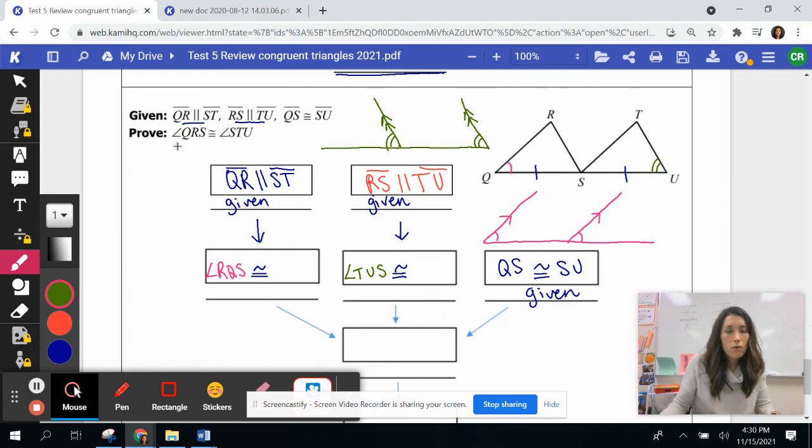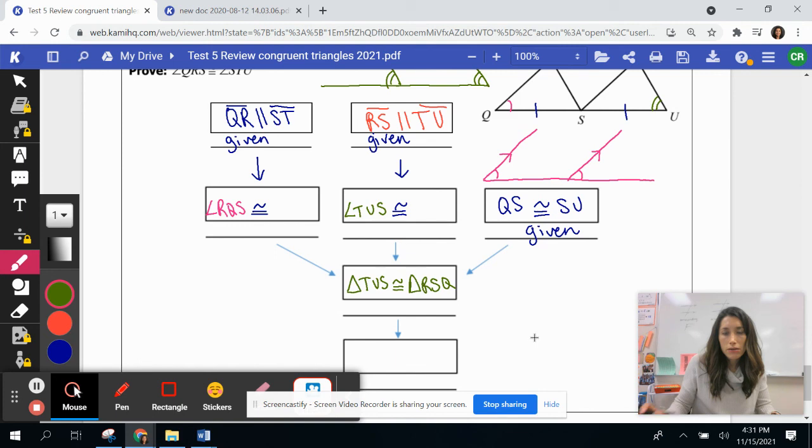And then now we are able to say that the triangles are congruent to each other. So I'm going to do a triangle congruency statement. I'm going to do triangle TUS is congruent to, if I start with T, I go to U to S, that would be triangle RSQ. Okay, go ahead and state the reason why these triangles are congruent.